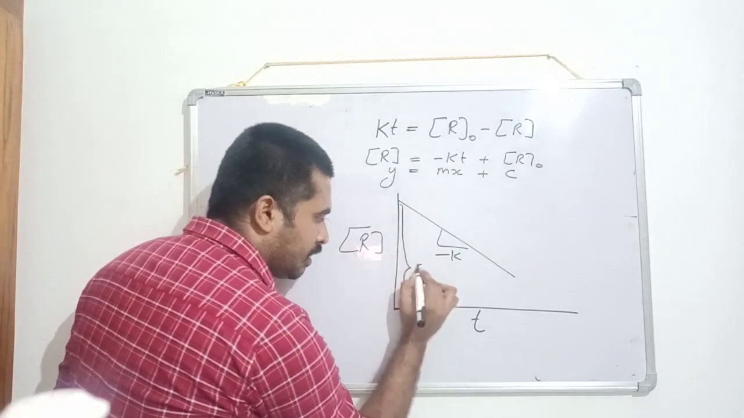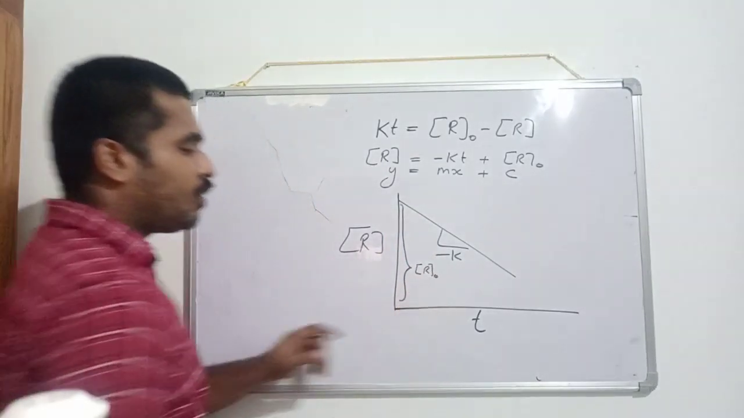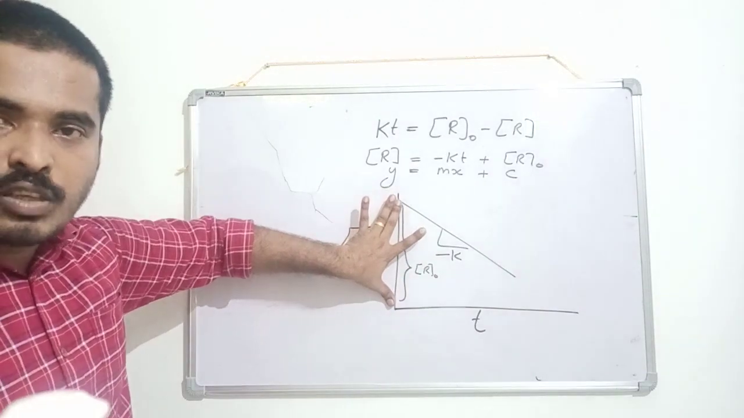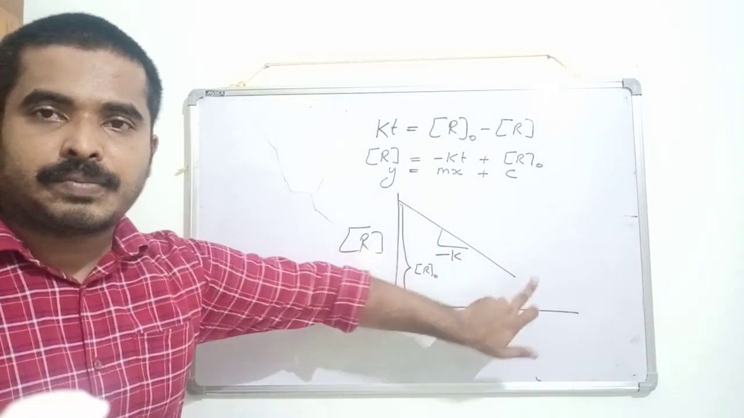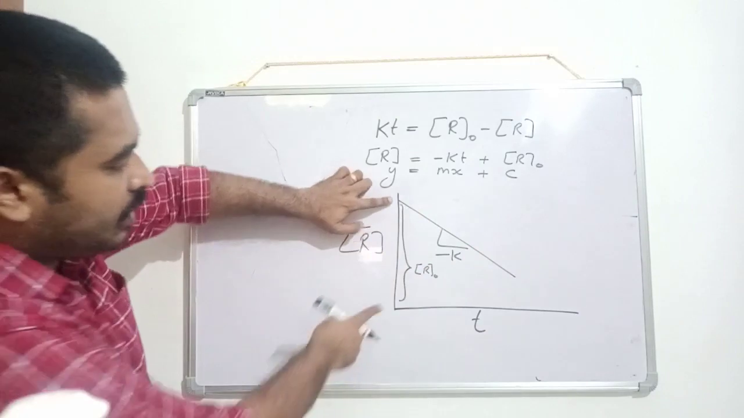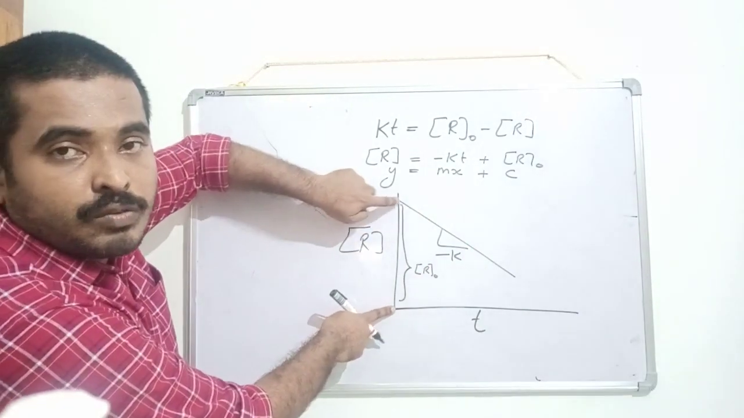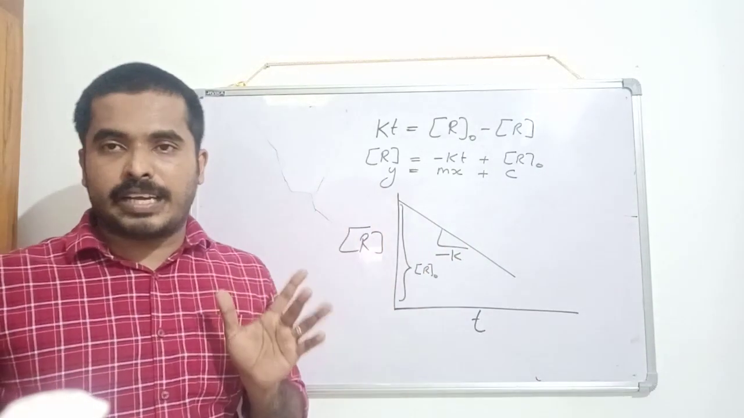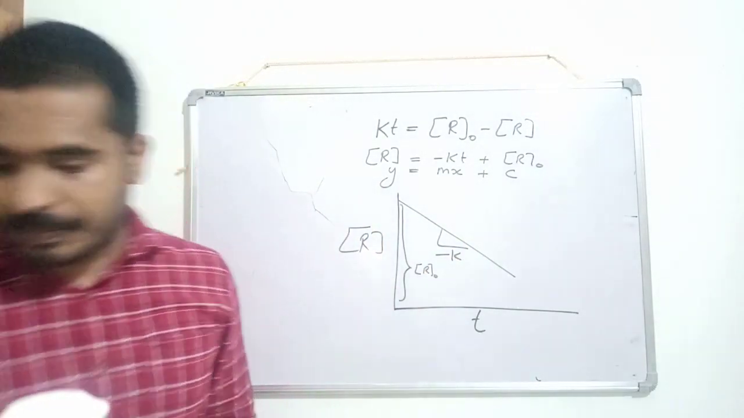is R0, the initial concentration. When time equals 0, this concentration is the initial concentration, R0. From that it decreases. Initially it was R0, this much. From that, concentration of R decreases. So this is the graph for zero order reaction. Okay, fine.